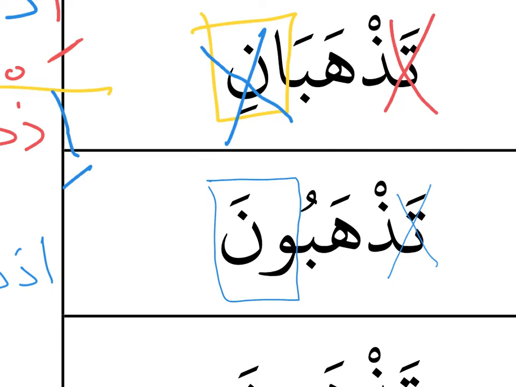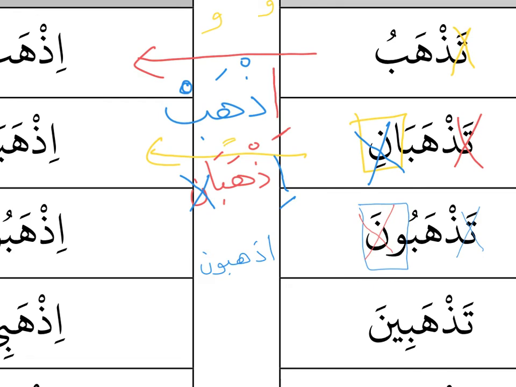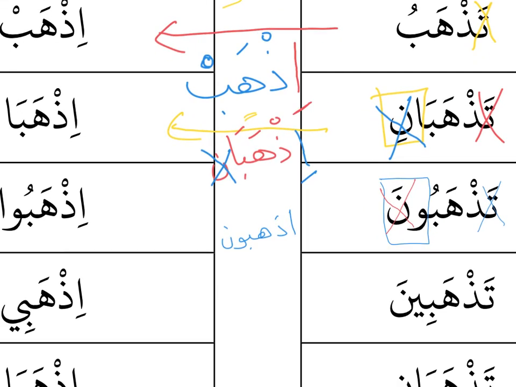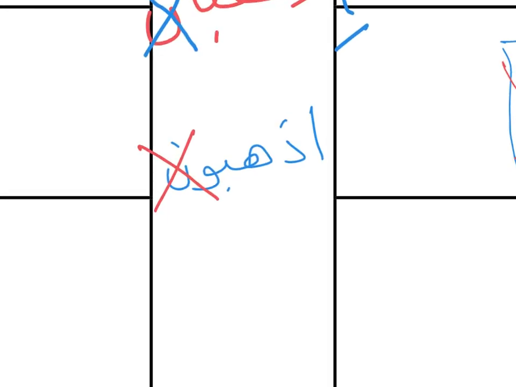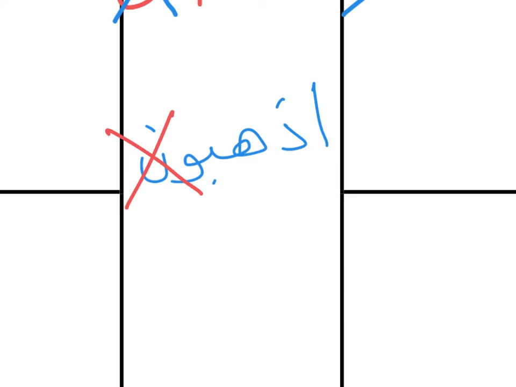So when a verb ends with waw and nun, and you want to change this to fi'l amr, you need to drop the nun as well, just like what we did in musanna. Tazhabani becomes izhaba, tazhabuna becomes izhabu. So we drop the nun, izhabu. That is the fi'l amr. Izhabu, go. All of you, you have to go.